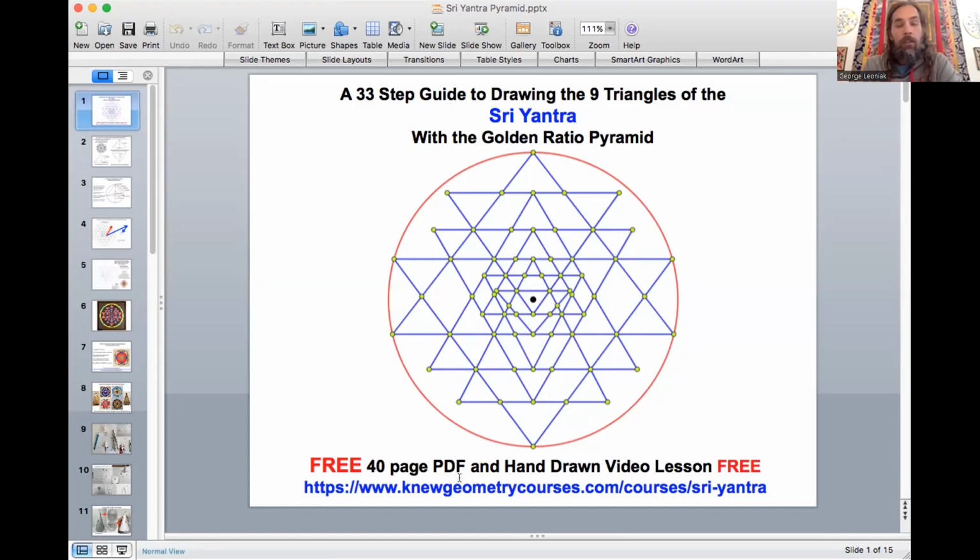So if you ever wanted to draw the Sri Yantra, which is an amazing diagram and a great meditative experience to do, this is so easy and accessible. Even a beginner with just the compass, the straight edge, and the traditional tools can draw this. It's a great introduction to sacred geometry. So just follow that up if you're interested. The New Geometry Courses Sri Yantra link is at the bottom there, and we'll put that in the description too.